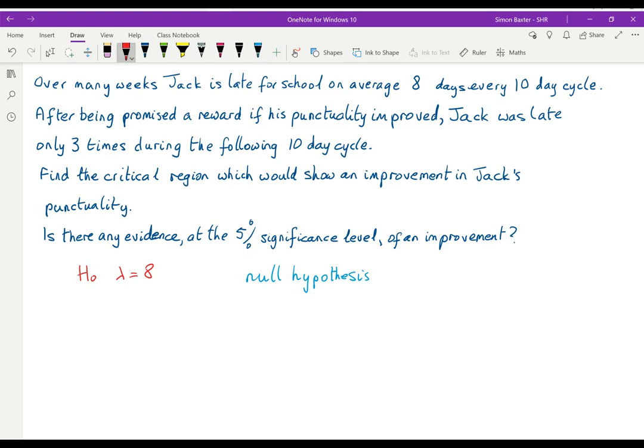And the alternative hypothesis, which we have to write H1, we're looking for whether there's an improvement. An improvement will come if lambda is less than 8. And this is the alternative hypothesis. We are only interested in the lower levels, so we have a one-tail test.